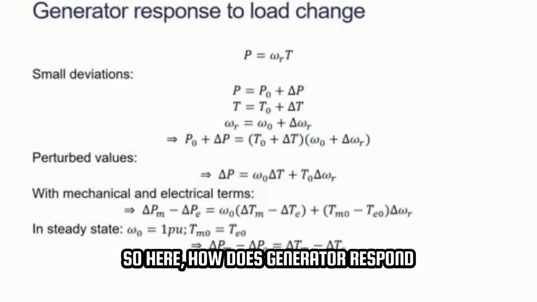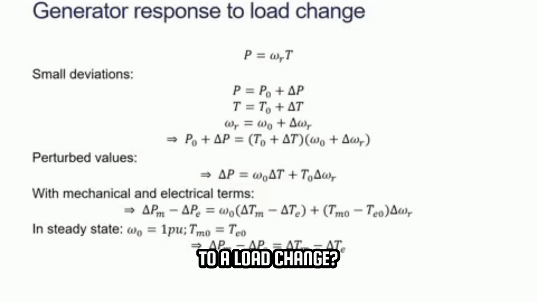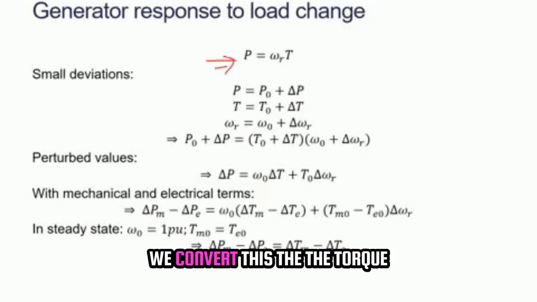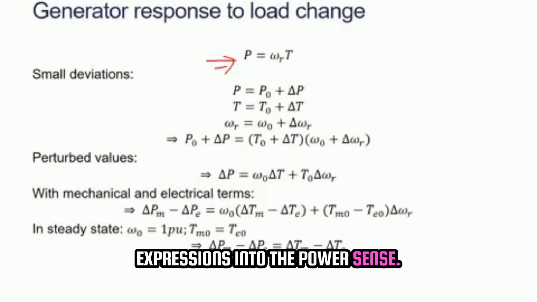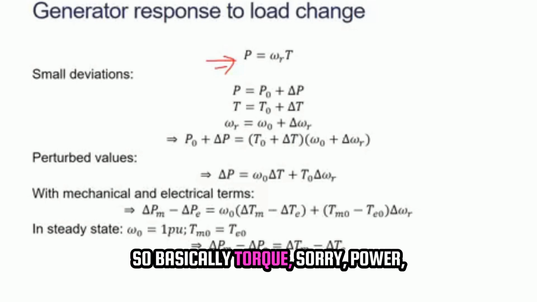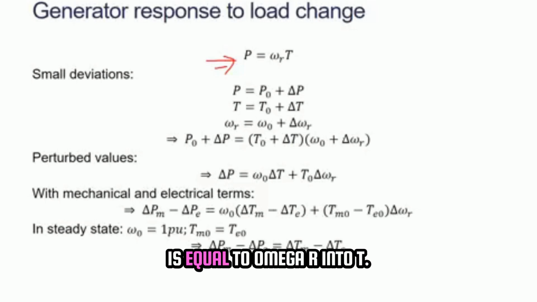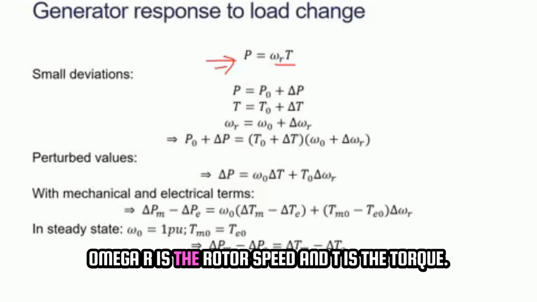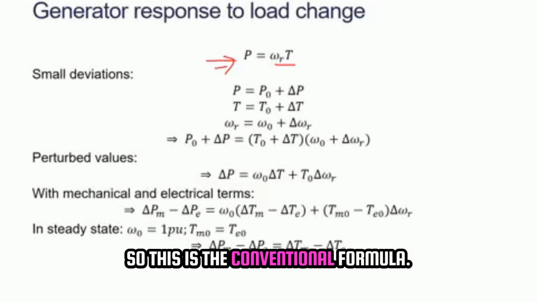So here, how does the generator respond to a load change? This is the way we convert the torque expressions into the power sense. So basically power is equal to omega r into T. Omega r is the rotor speed and T is the torque, right? So this is the conventional formula.